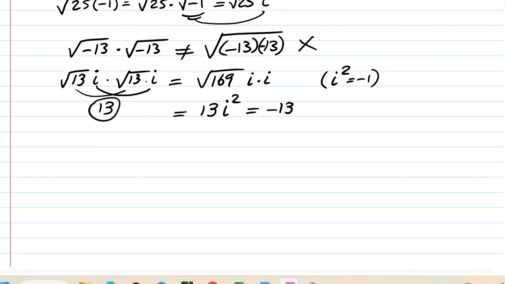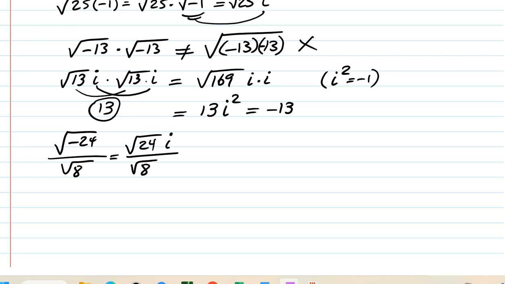Let's do a fraction. Negative 24 over the square root of 8. Again, I can write this as root 24 times I over the square root of 8. And now I can actually combine 24 and 8 as a fraction. That's 24 eighths, and then the I is on the outside. That's the square root of 24 divided by 8, which is 3, so that will be square root of 3 times I. And there you have that one. Okay, so the answer is going to be pure imaginary.